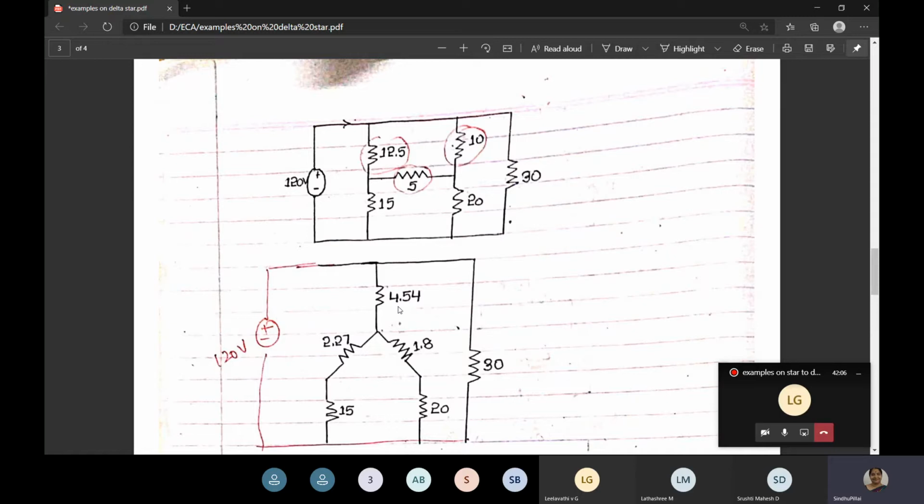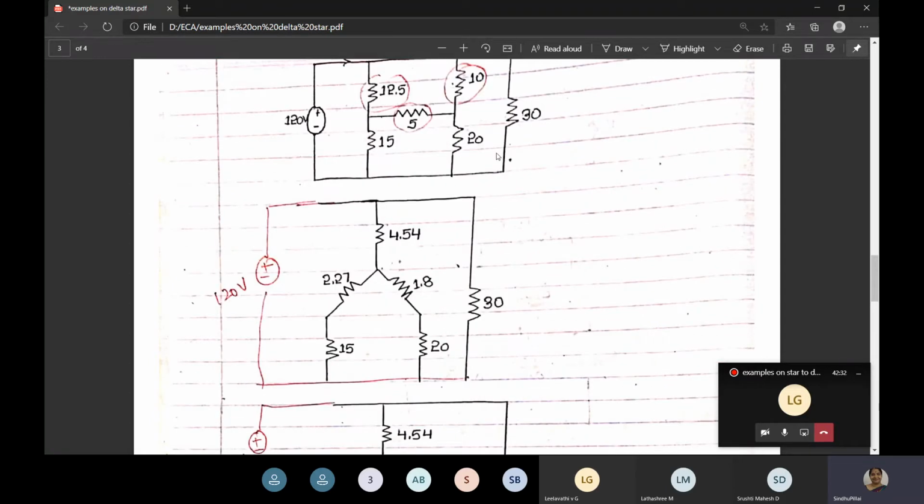How will you get this? For 4.54, you have to do 12.5 into 10 divided by 12.5 plus 5 plus 10. So you will get this branch. To get this 2.27, 12.5 into 5 divided by the same sum. For this branch it is 5 into 10 divided by the summation of all, that is 5 plus 10 plus 12.5. Just do that and you'll get the star network. And this 15 and 20 you put as usual, the 30 also the same, and the 120 volts.